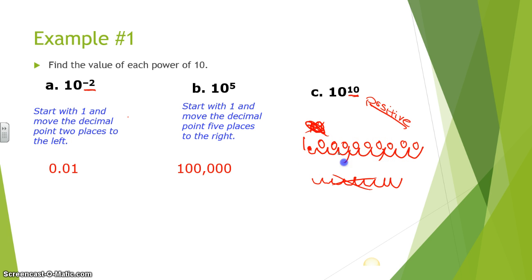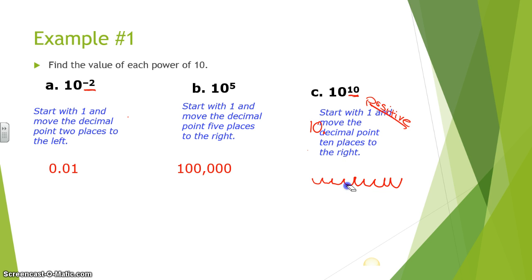Filling in your commas. So we have here 1 billion for our value. Sorry, there's a lot going on here. Let me erase this. So it says start with 1, move the decimal point 10 places to the right, and you get your final answer of 10 billion. Sorry, I think I forgot a 0, so it's going to be 10 billion right there.